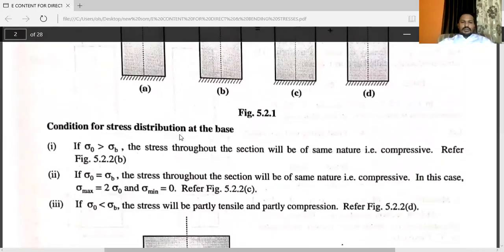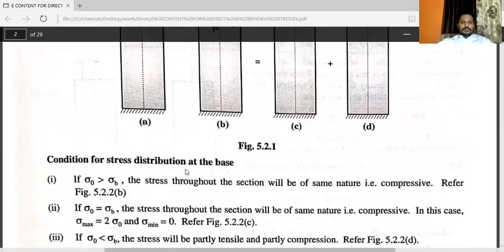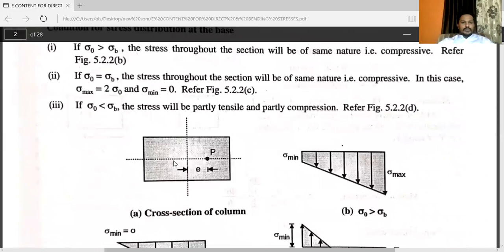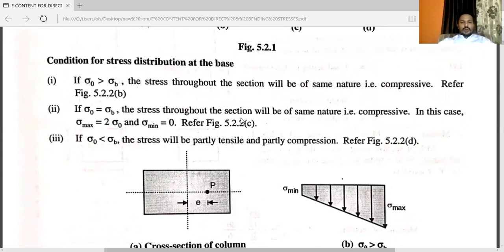Condition for stress distribution at the base. If direct stress is greater than sigma b, the stress throughout the section will be of the same nature, that is compressive. If direct stress is equal to bending stress, the stress throughout the section will be of the same nature, compressive. In this case, sigma max is equal to 2 into sigma naught and sigma min is equal to 0. We'll show you in the diagram.